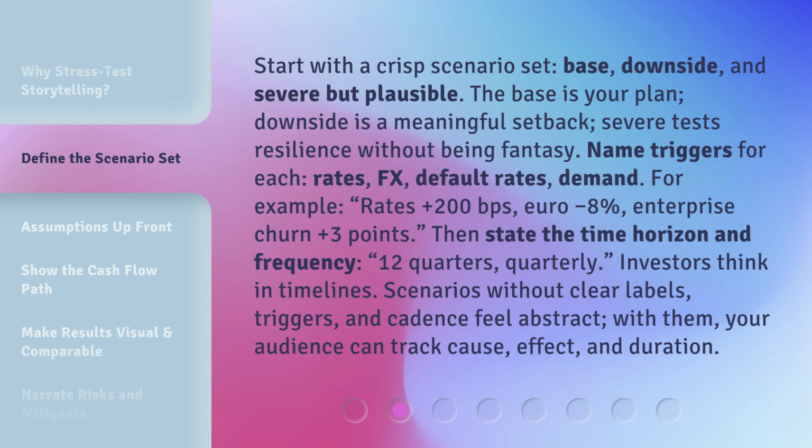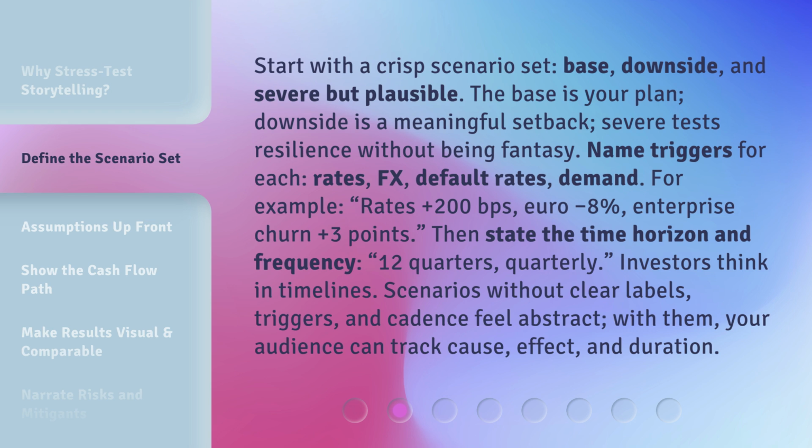By the end, you'll present stress results that are clear, comparable, and directly tied to decision points. Start with a crisp scenario set: base, downside, and severe but plausible. The base is your plan. Downside is a meaningful setback. Severe tests resilience without being fantasy. Name triggers for each: rates, FX, default rates, demand. For example, rates plus 200 bps, euro minus 8%, enterprise churn plus 3 points.